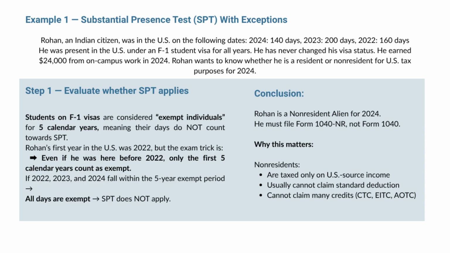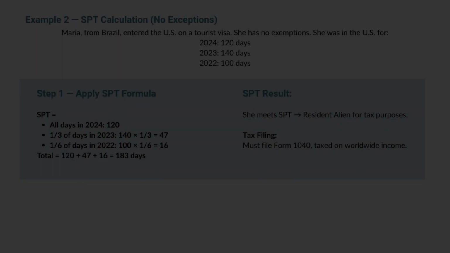Conclusion. Rohan is a non-resident alien for 2024. He must file Form 1040NR, not Form 1040. Why this matters? Non-residents are taxed only on US source income. They usually cannot claim the standard deduction. They cannot claim many credits, such as CTC, EITC, AOTC.